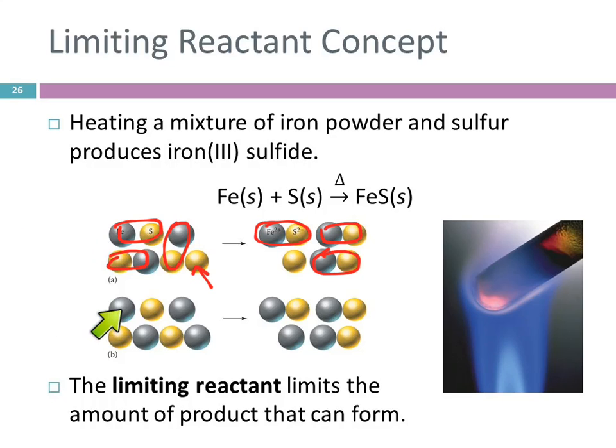Let's look at this one down here. Now I've got 4 of the iron atoms and 3 of the sulfur. So I could put these two together and get this one, and I could put these two together and get that one, and these two together and get another one. And what about this guy? Left over. Doesn't react. So in this situation, sulfur is the limiting reactant. The limiting reactant gets all used up. So what we call the limiting reactant is the one that limits the amount of product. It's the reactant that limits production, the limiting reactant.